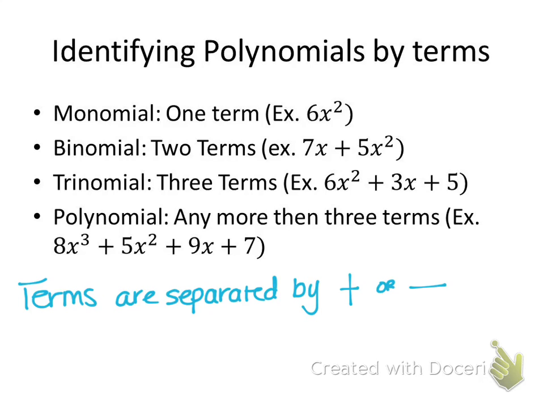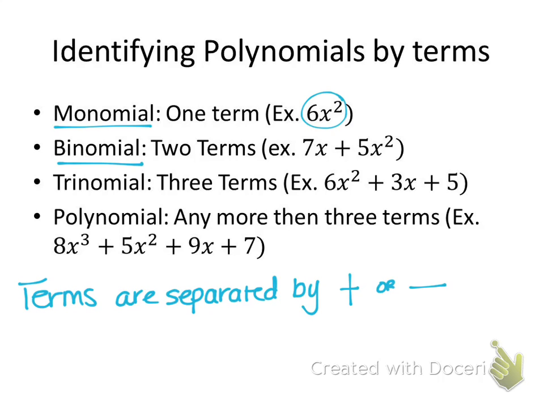So there's 4 different types of terms that I can have. I can have a monomial, okay? The term mono means 1. So a monomial is only going to have one term. So 6x squared. There's no pluses or minuses beside it. That's the only term. A binomial, okay? A binomial has 2 terms. Think of the word bicycle. A bicycle has 2 wheels. That's what the term bi means. It means 2.